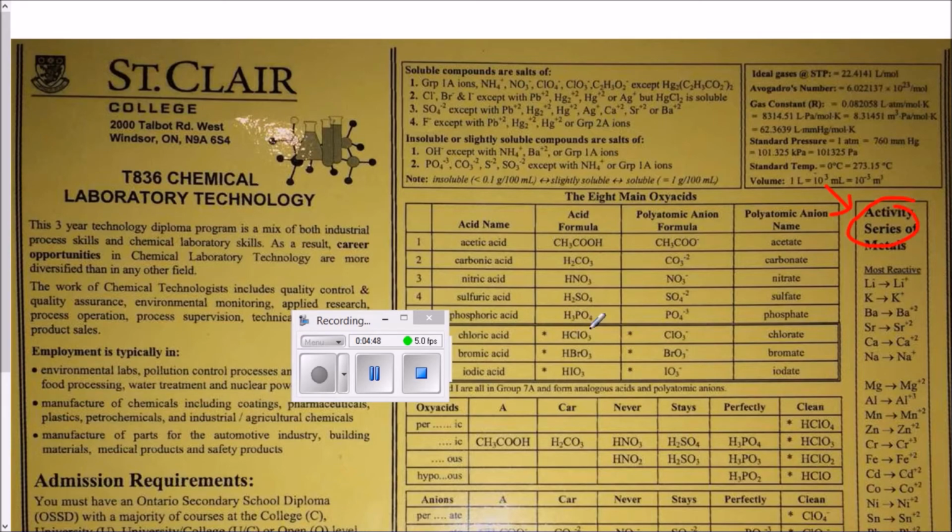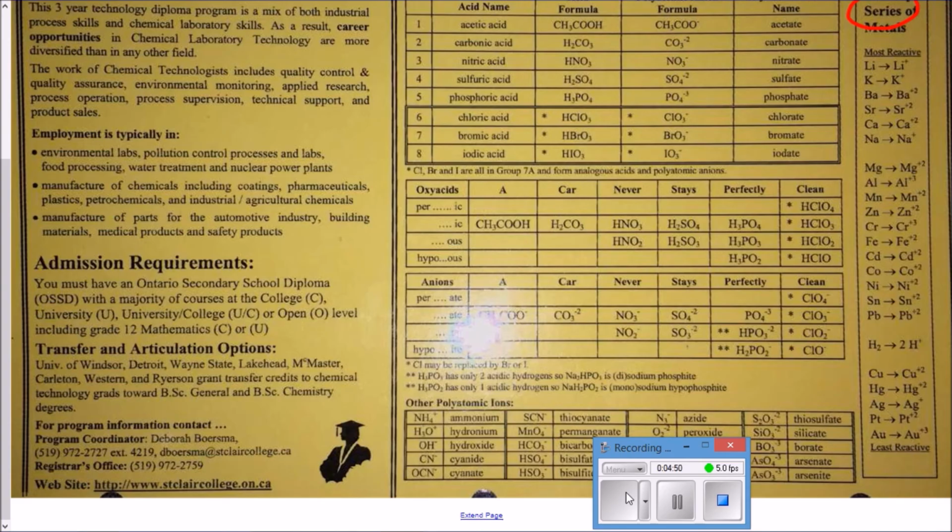We are looking for iron and we are looking for copper. And copper is way down here and iron is way up here. And as we go up, we go to the most reactive. So iron is more reactive than copper.